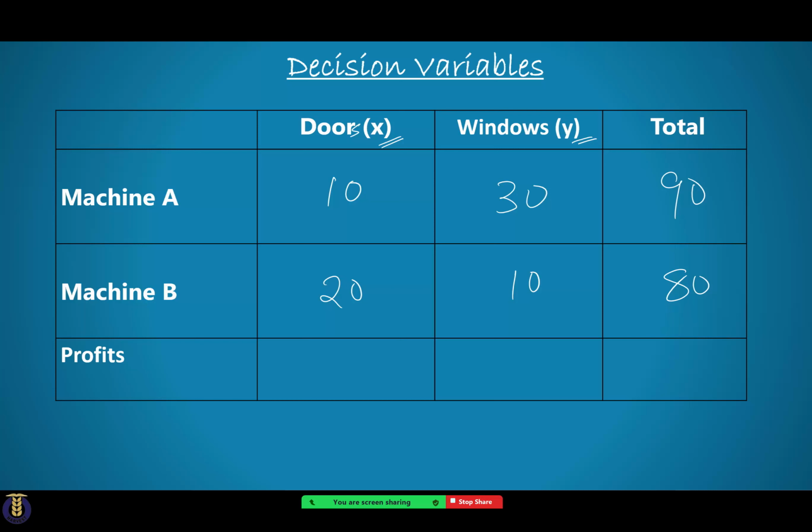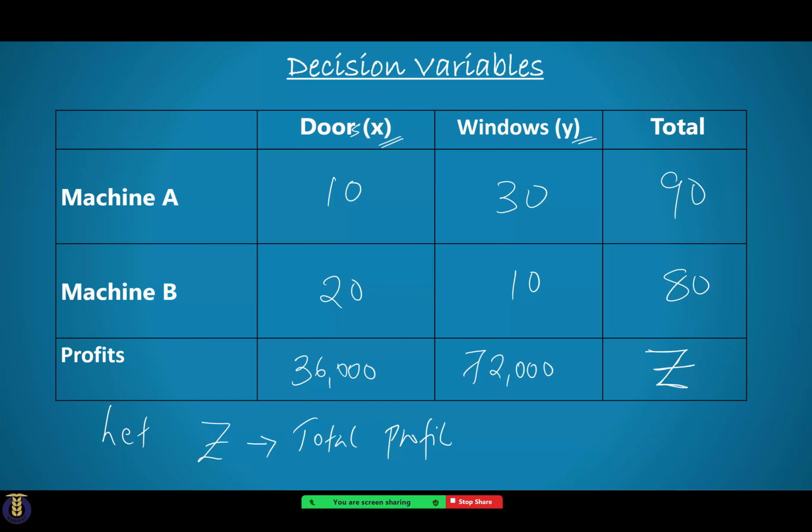Again, from the information given, in terms of profits, one single door brings us 36,000 and one single window brings us 72,000. What is our goal? Our goal is to maximize profit Z. We want Z as big as possible. So let Z be the total profits.